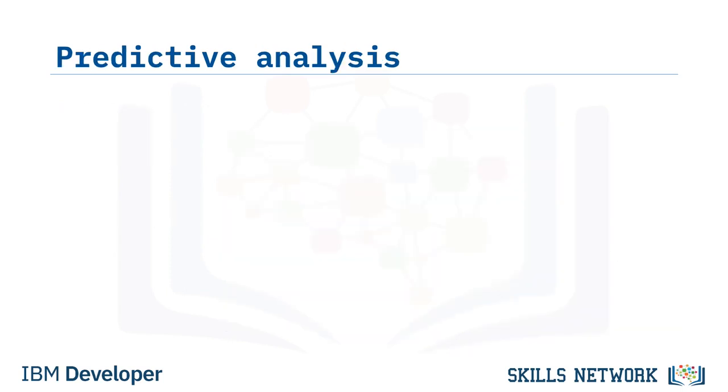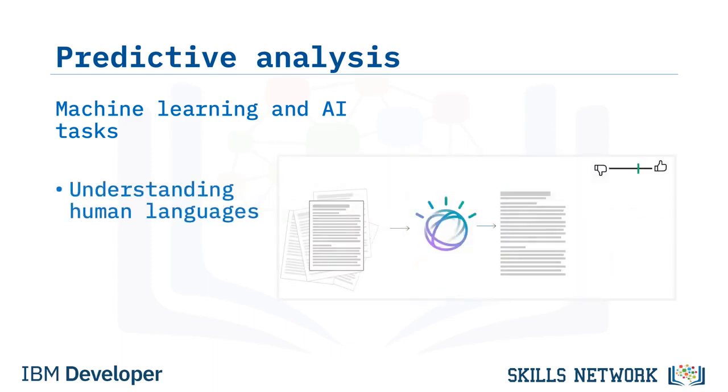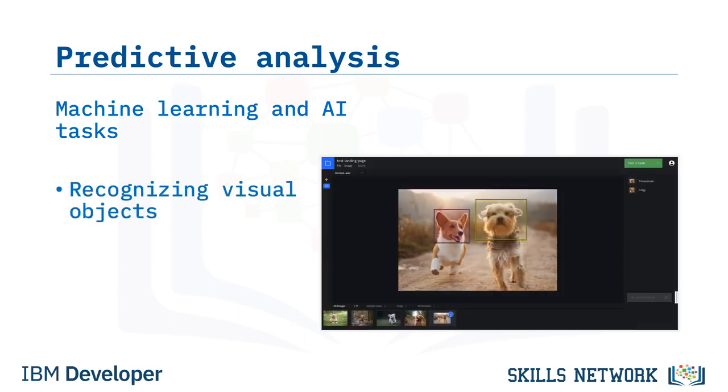R is also a powerful tool in predictive analyses, such as machine learning and AI tasks. You can use R to predict pandemic trends, for example, or to understand human languages in various forms, such as documents and speeches. For example, you can analyze the sentiments of a user review to determine if it is positive or negative. Or you can even use R to recognize visual objects, such as dog breeds.